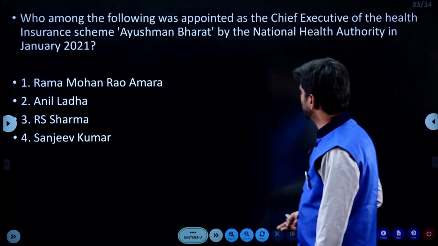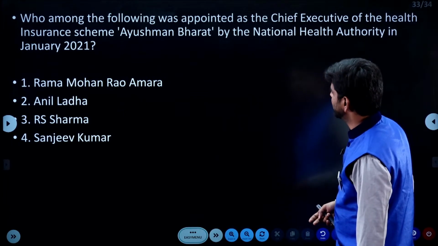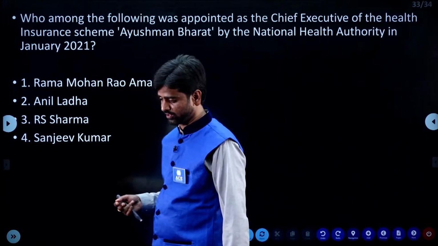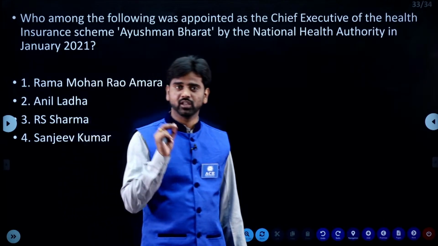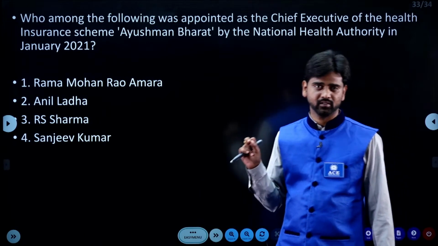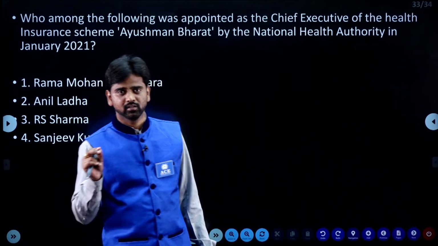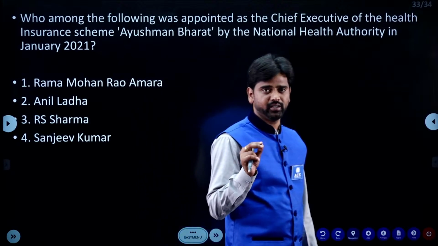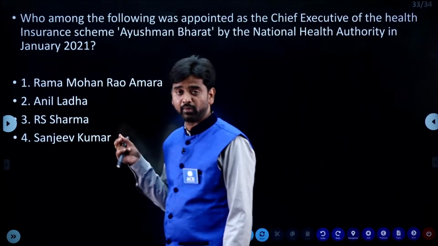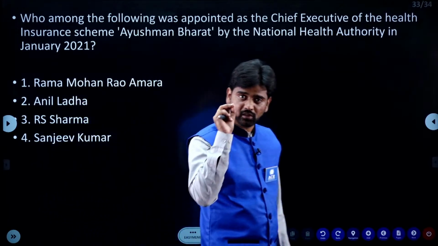Who among the following was appointed as the chief executive of the health insurance scheme Ayushman Bharat by the National Health Authority in January 2020? As I clearly mentioned, please focus on the chairmen. He also asked about the chairman of the CBDT, the Central Board of Direct Taxes. He is also asking questions related to the chairman of SEBI, chairman of SBI, chairman of IDBI Bank, chairman of LIC. So please focus on the appointments, guys.